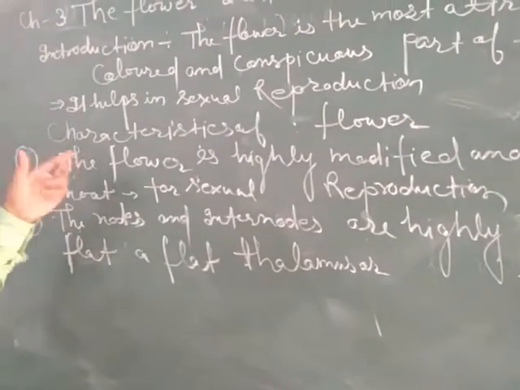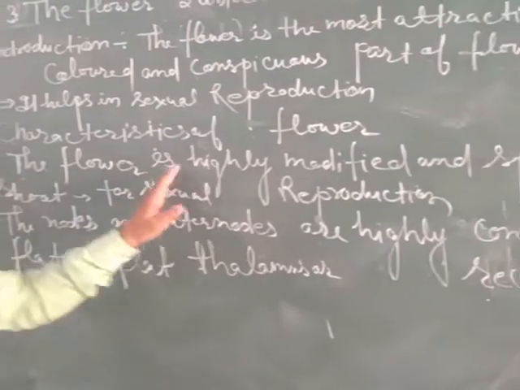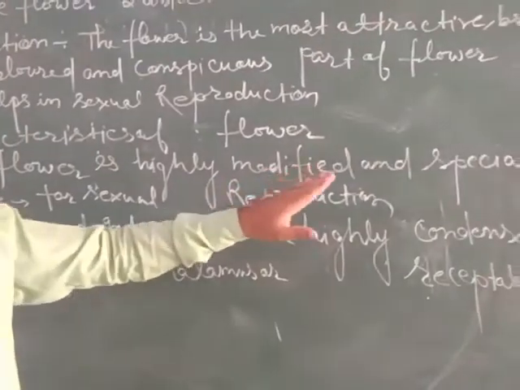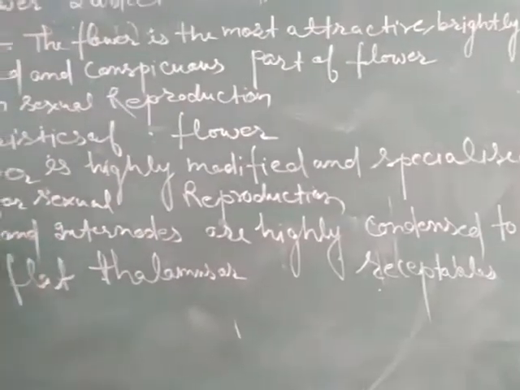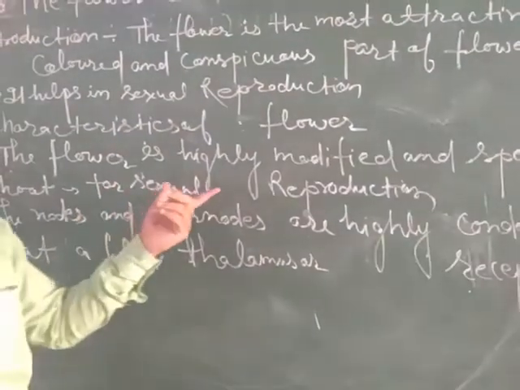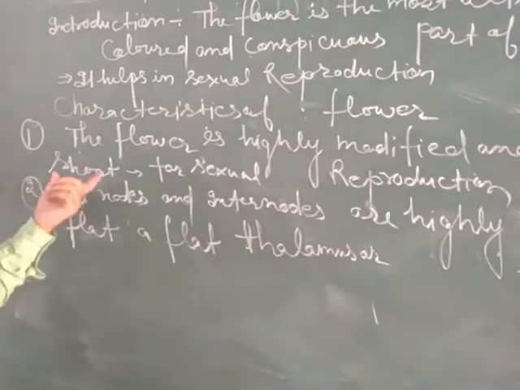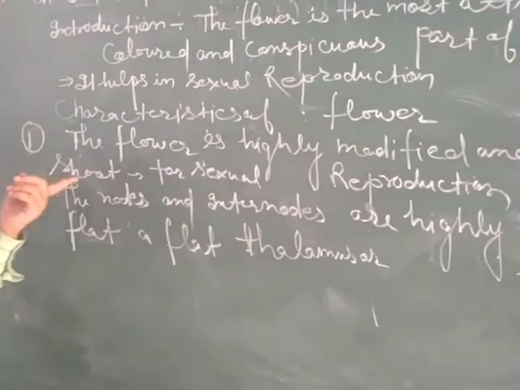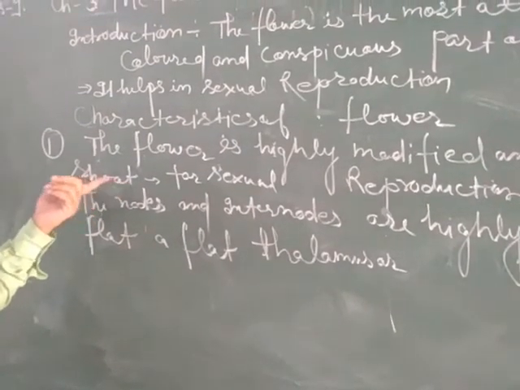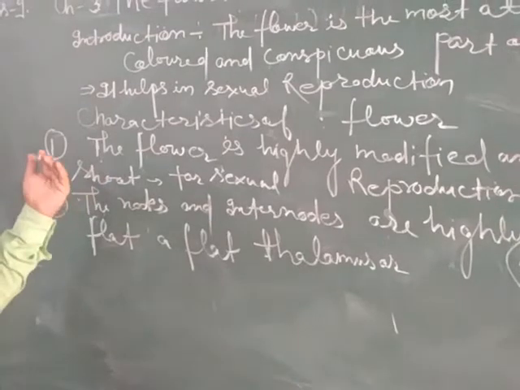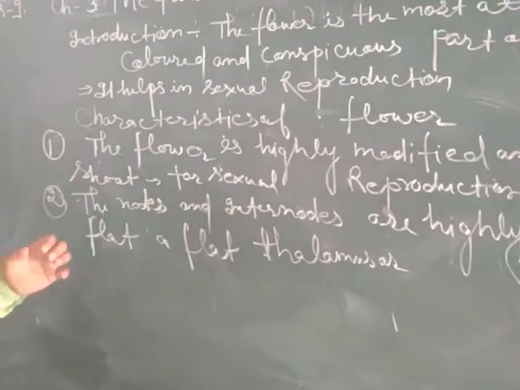Dear student, we will discuss the characteristics of a flower. The flower is a highly modified and specialized shoot for sexual reproduction, involved in the process of sexual reproduction. We know that shoot means stem. The flower is a modified part of the shoot that arises from the branches.